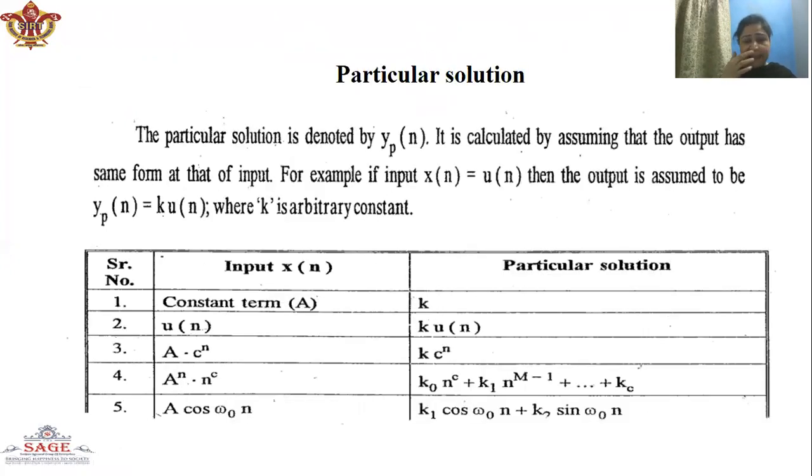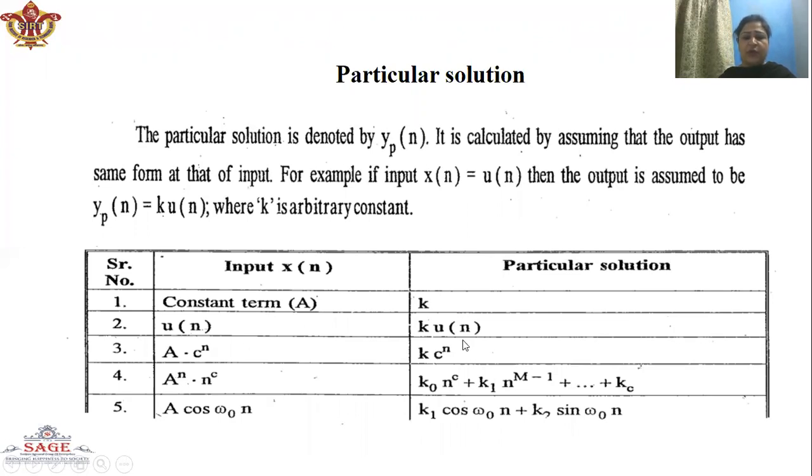Now next we will see how we can find the particular solution. The particular solution is represented by yp(n). It is calculated by assuming that the output is in the same form as that of the input. For example, if the input is u(n), then the output is also written as K u(n), where K is an arbitrary constant. Now this is the table where I have given that if the input is in this form, then the particular solution should be written in this form. If the input is a constant, the particular solution will also be a constant.